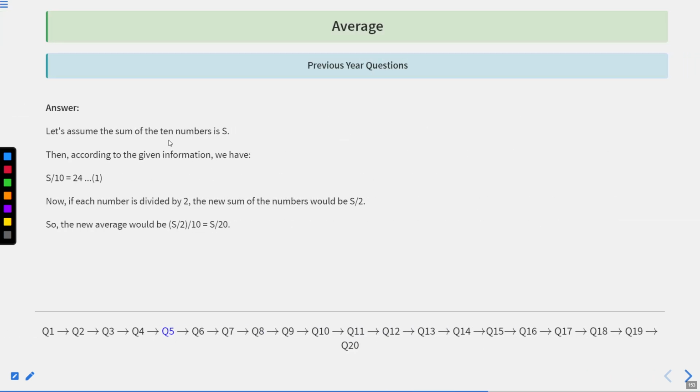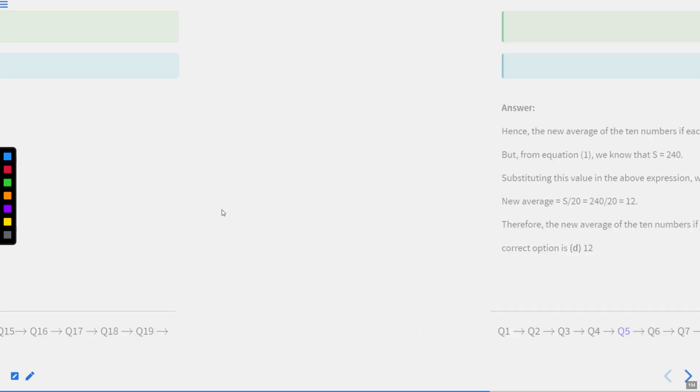So let us suppose the sum of 10 numbers be S. Then, according to the given information, we have S upon 10 equal to 24. Now, if each number is divided by 2, the new sum of the numbers would be S by 2. Okay? So the new average would be S by 2 upon 10, equal to S by 20.